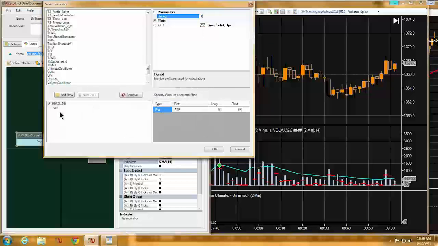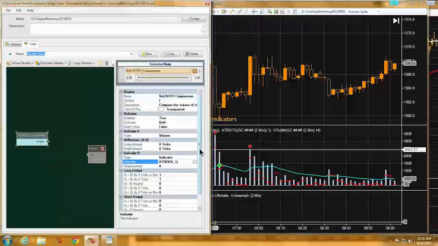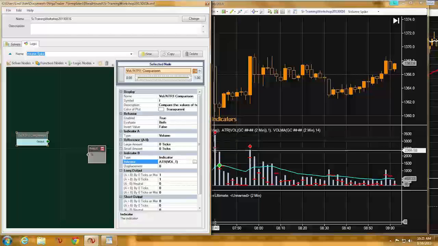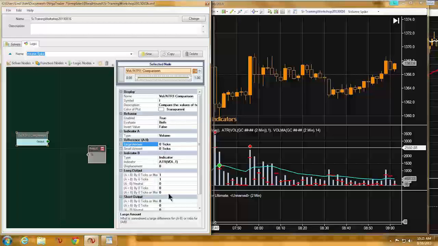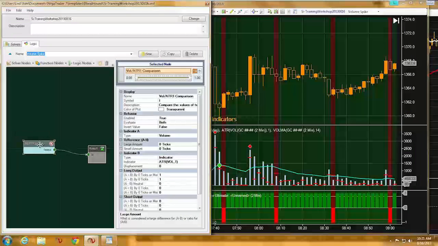So we're using 1 period ATR, and there are no settings for the volume here. And the ATR only has one plot out, so that's good, and the volume only has one plot out, so that's good. All right, so we'll check that, and we're simply looking for our volume to be above the ATR by any amount, so we can leave this at 0 ticks here. And I should have connected this up earlier. All right.